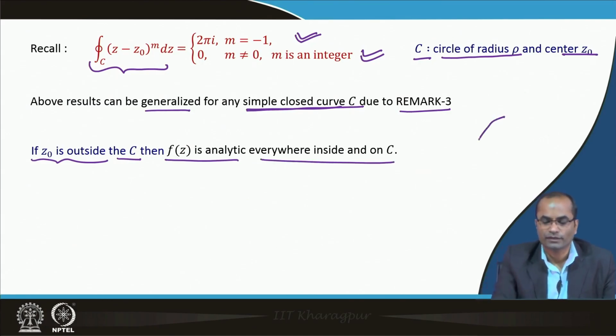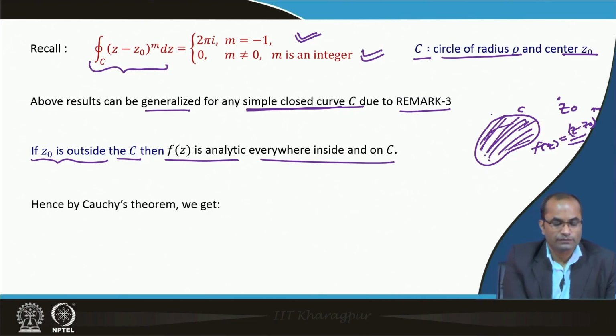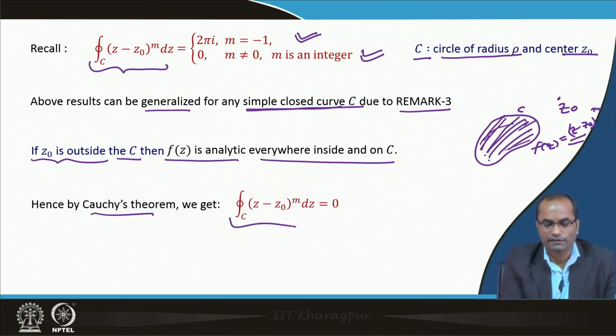So, we have some closed curve C here, and suppose z0 is sitting there, and then we are talking about this f(z), which is (z minus z0) to the power m. This f(z) is analytic on C and inside C. So, we can apply the Cauchy integral theorem, for example, and we will get that this value will be 0.